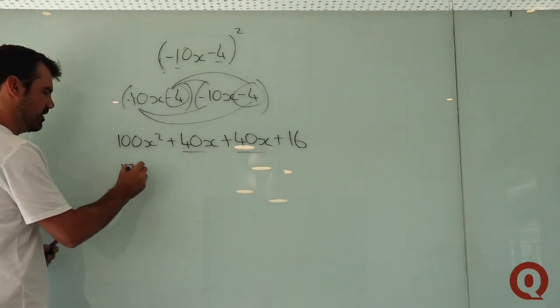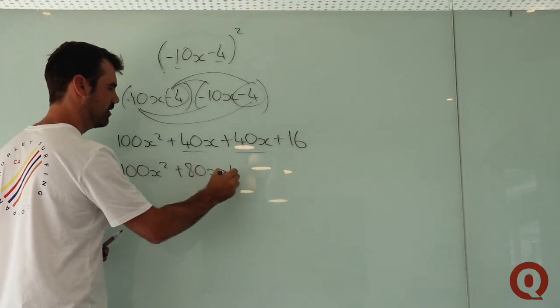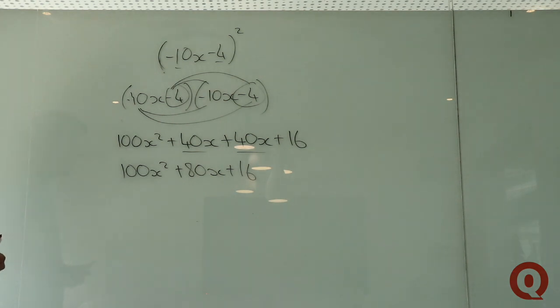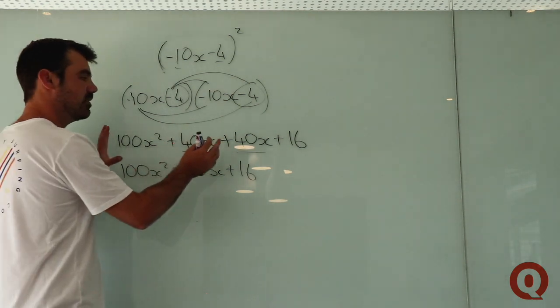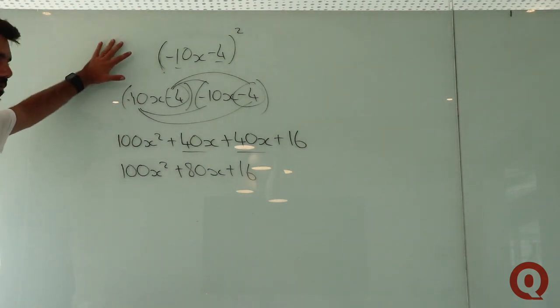So 100x squared plus 80x plus 16 is my final answer. Now, in mathematics, simplifying and solving for x are generally made up in our question 1 in paper 1.